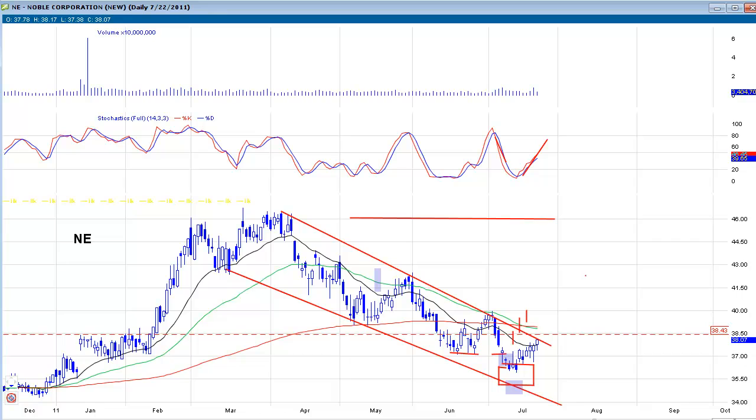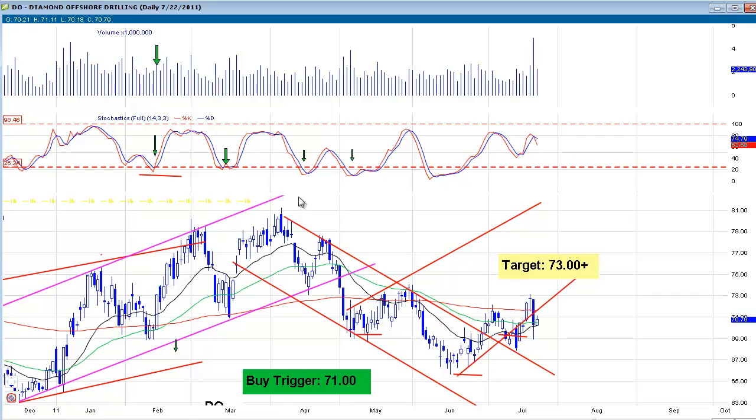So that was Rig, Noble. Let's take a look at Diamond Offshore, which is another rig. This was also another old watch list play. You can see the downward channel break, the first retracement, and this happened when we called a rotation in this, and we had that nice move up to that level.